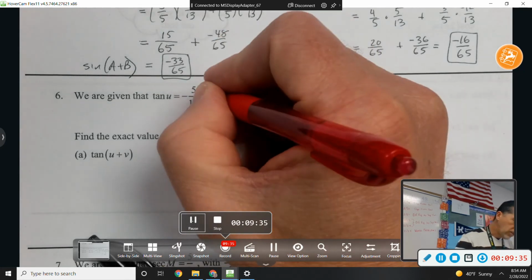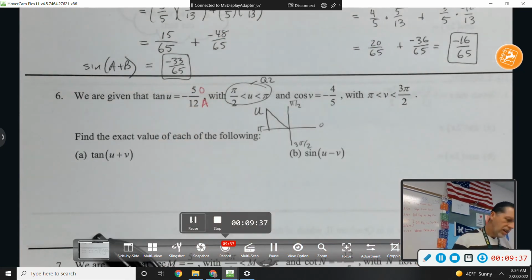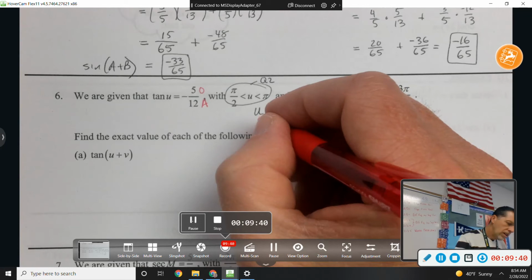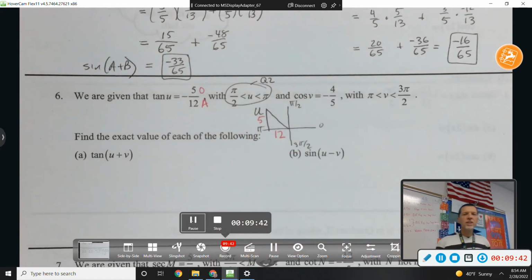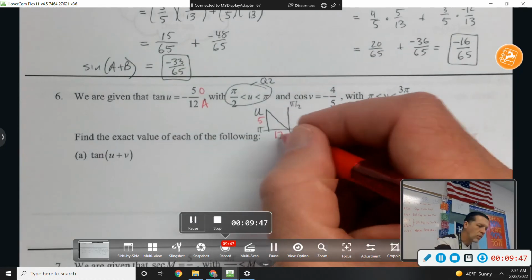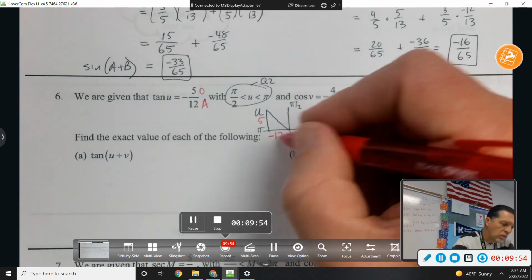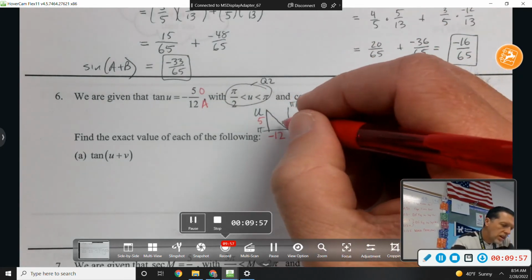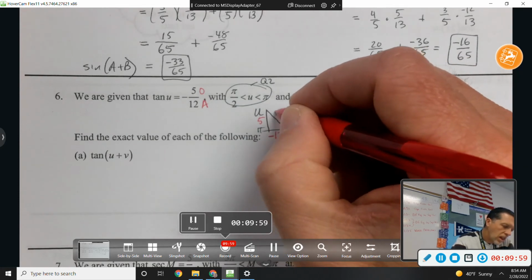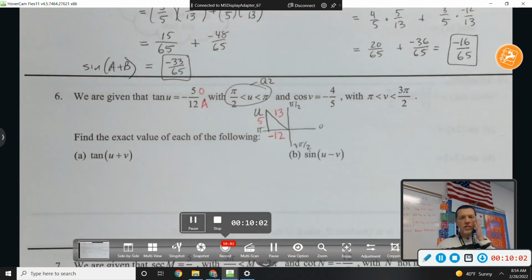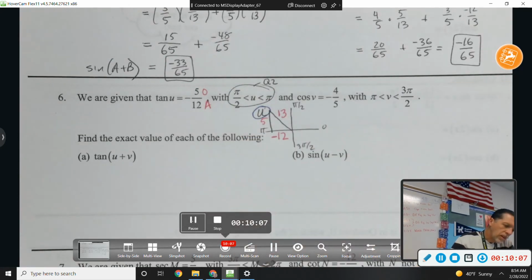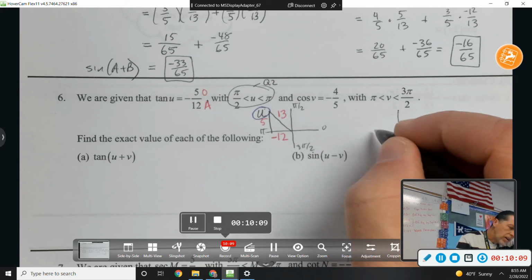Tangent is opposite over adjacent. So 5 and 12, where did the negative come from? Yeah, the 12 is backwards, so the 12 is negative. So that one didn't really explicitly tell you where the negative came from, but the 12 is backwards and the 5 isn't. 5, 12, 13. Always positive. So we're good there. So there's our first picture. Second picture.